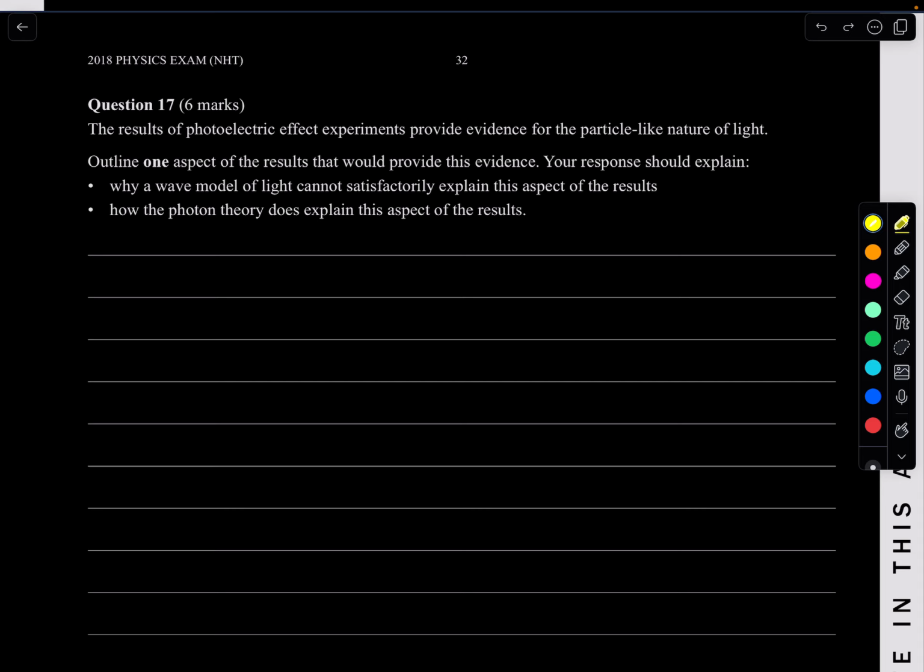What a beautiful question. This question has come up in so many of these exams that you should have it in your summary sheet. So I have these points on my summary sheet and I'm going to read them out. Now, in the photoelectric effect, there's actually three things that it can explain.